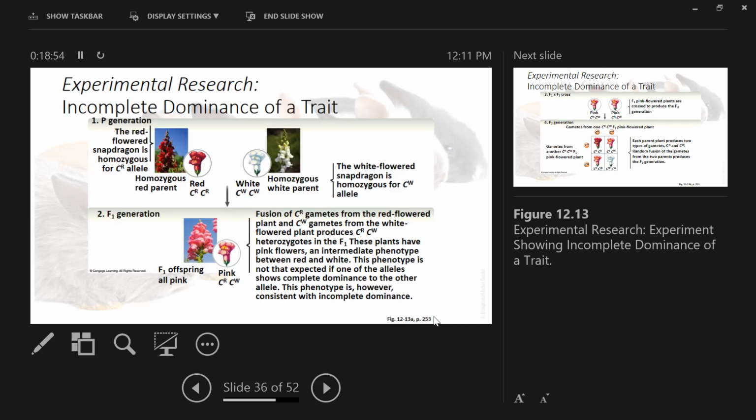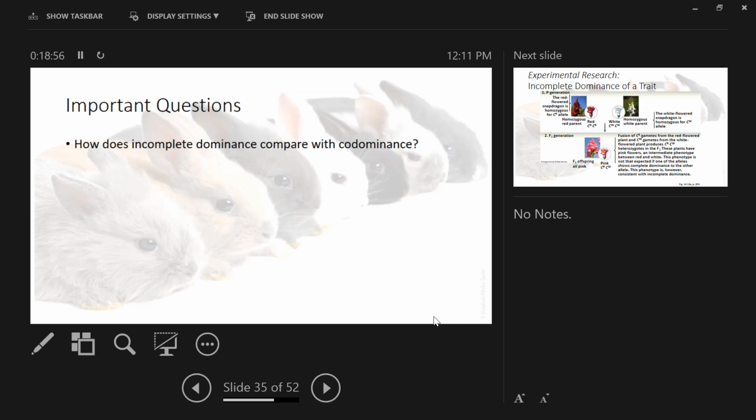All right. Oh gosh, I need to ask the question first. So how does incomplete dominance compare with codominance? And so we have 2 things that are very clearly non-Mendelian inheritance patterns. And one is called incomplete dominance, and one is called codominance. Okay, incomplete dominance and codominance.